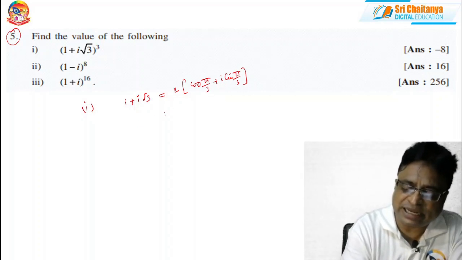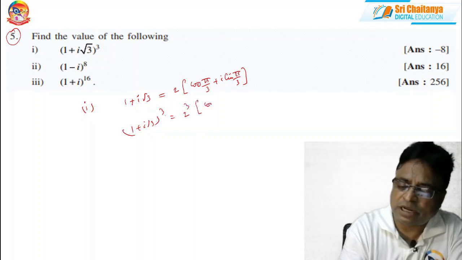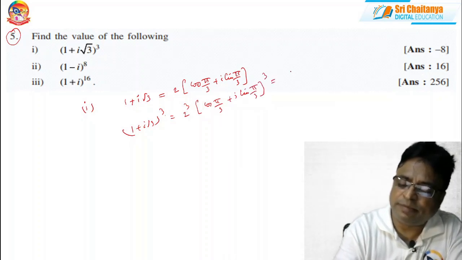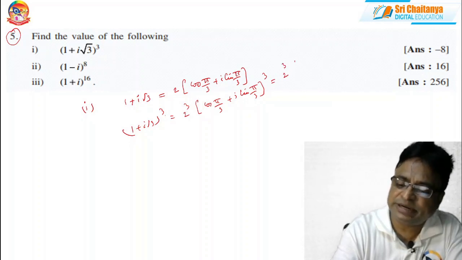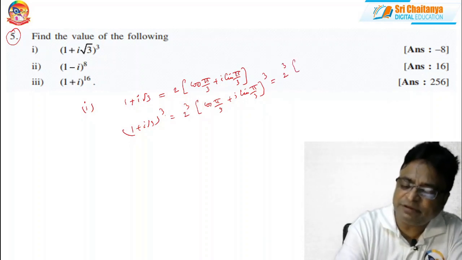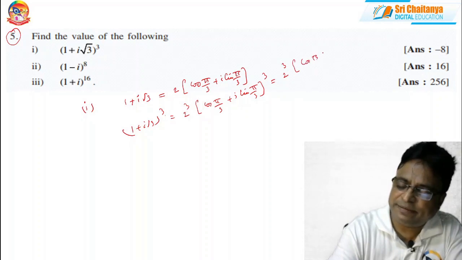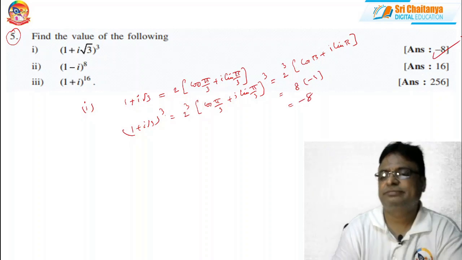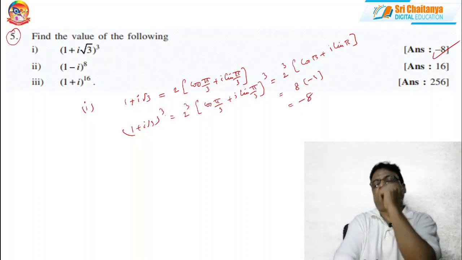So, I can write 1 plus I root 3 whole cube as 2 cube into cos pi by 3 plus I sin pi by 3 whole cube, by De Moivre's theorem. That is the beauty of De Moivre's theorem. Now you multiply that 3 with the angle. That is cos pi plus I sin pi. Sin pi is 0, cos pi is minus 1. 2 cube is 8, 8 into minus 1, so minus 8. That's all. That is the advantage with De Moivre's theorem.